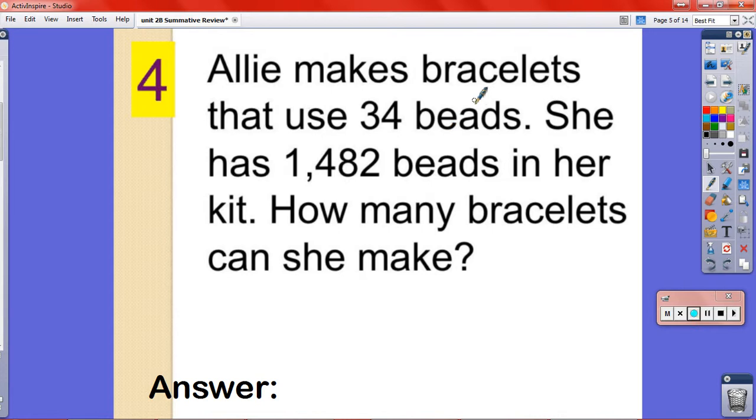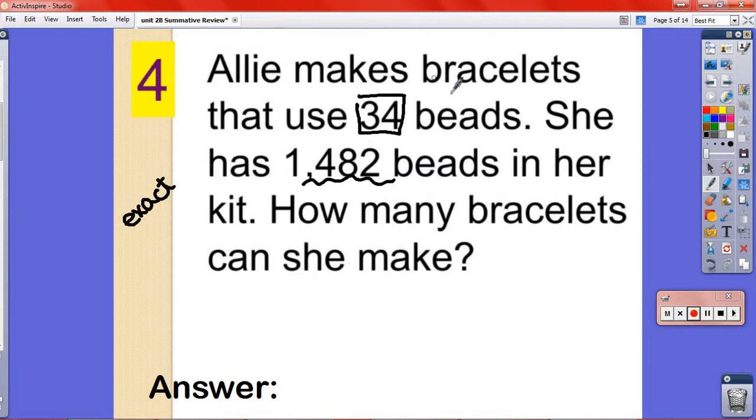4, Allie makes bracelets that use 34 beads. She has 1,482 beads in her kit. How many bracelets can she make? So this is an exact answer. We want to know how many bracelets she can make. We know how many total beads she has, and we know how many beads it takes to make one bracelet. But we don't know how many bracelets she can make.